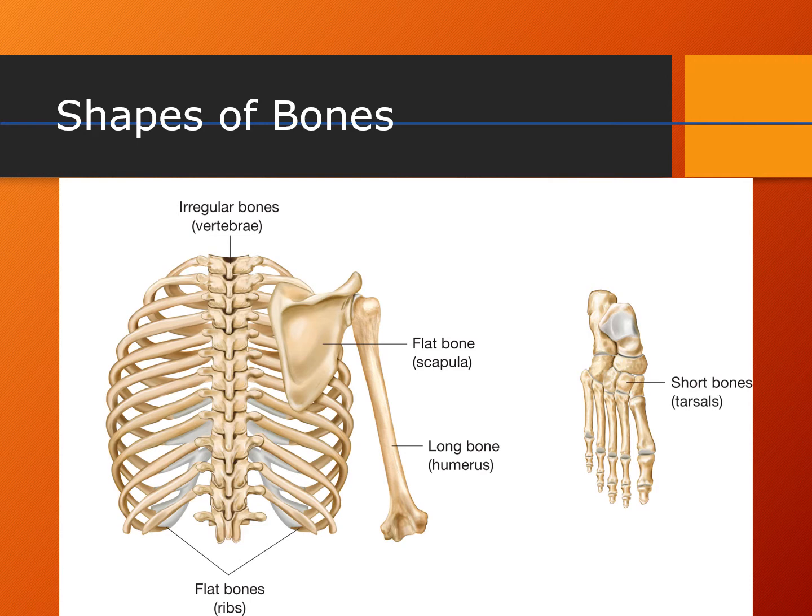And then finally, we get our short bones. Our short bones are typically going to be found in our hands and feet, and they're going to be making up the tarsals, the metatarsals, and the phalanges, and all those good things.